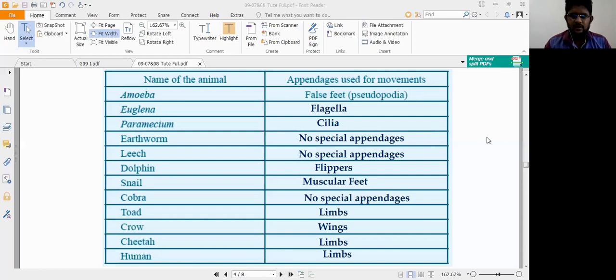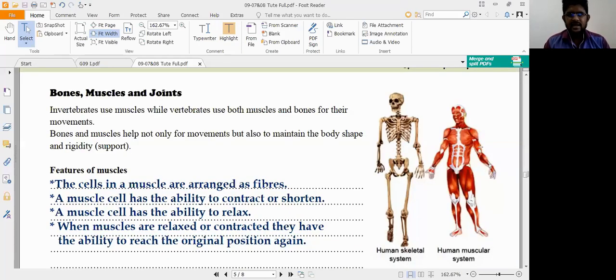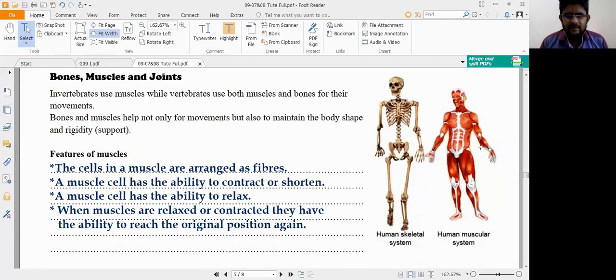Let me go for the next one now. Bones, muscles, and joints. You know that being human beings, we have all these three: bones, muscles, and joints. So what is the relationship between them, how to find it out, and what are their characteristics and features is what we are going to discuss here.